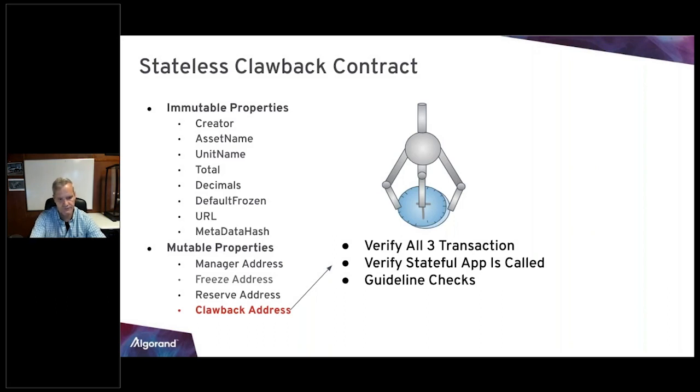So as I said, this is all set in the callback address. It verifies all 3 of the transactions and verifies the stateful app is called. That's what the stateless contract does. So it has much the same logic as the stateful contract. The only thing in addition it has is verifying that you also called the stateful smart contract, and it needs to know the asset ID. So those are my 2 contracts, if you want to think about it that way.